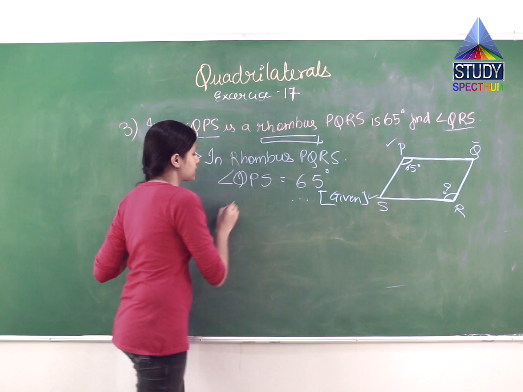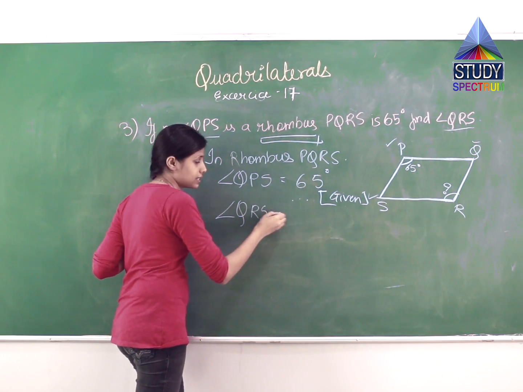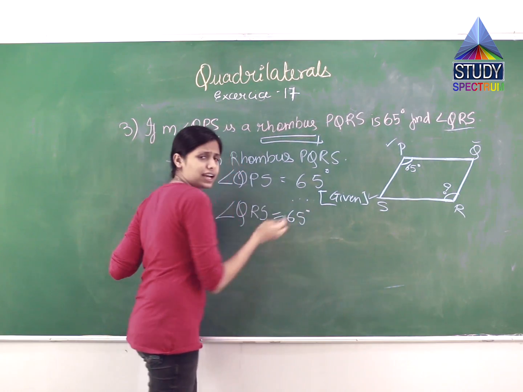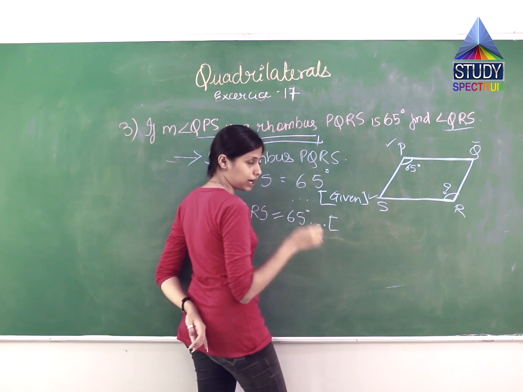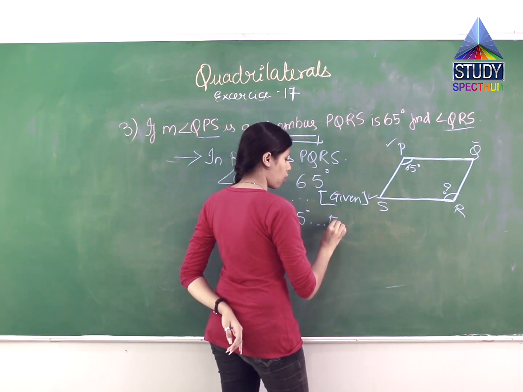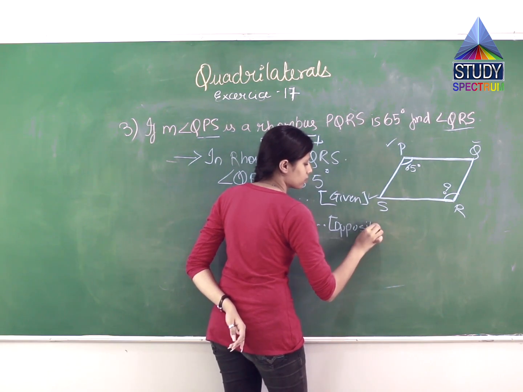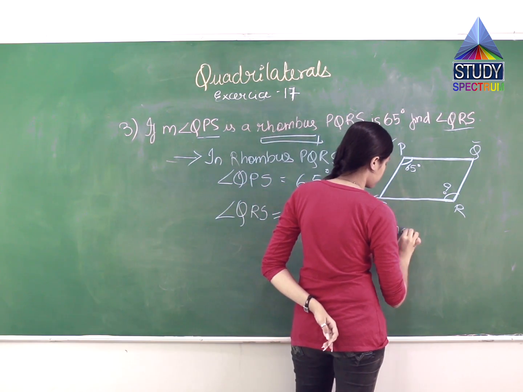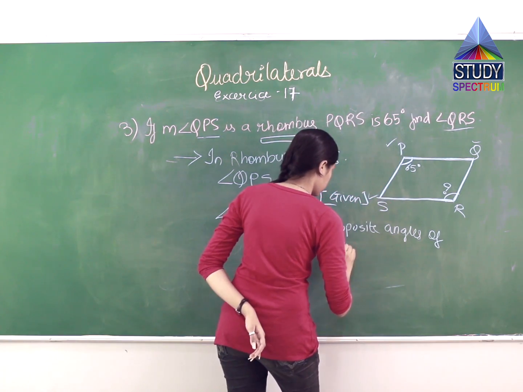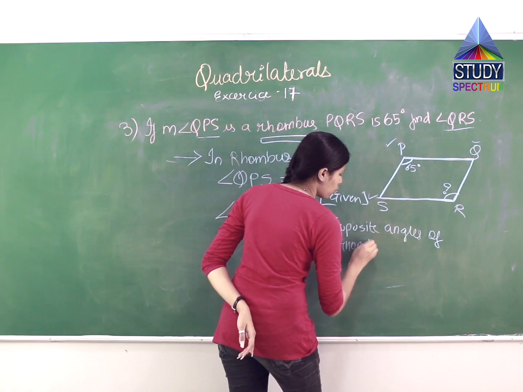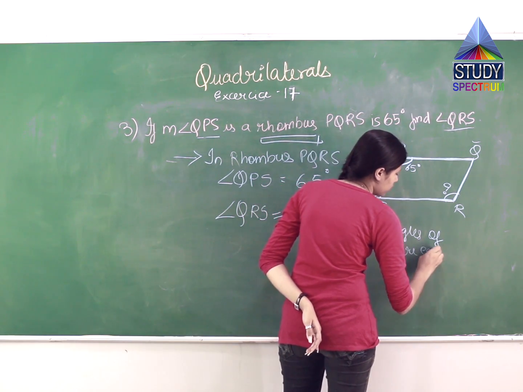Now angle, what they have told us to find: QRS. So angle QRS is equal to 65 degree. Why is the angle QRS equal to 65 degree? You have to write the reason in the square bracket, which is opposite angles of rhombus are equal.